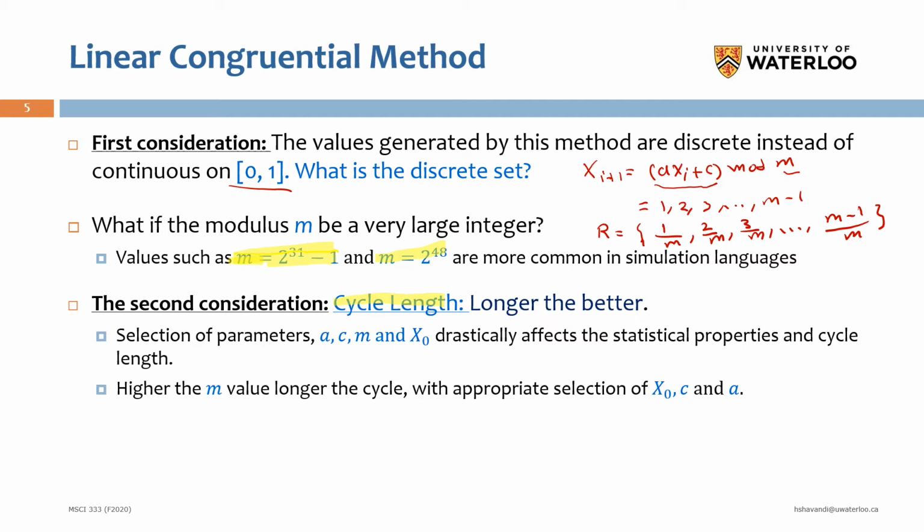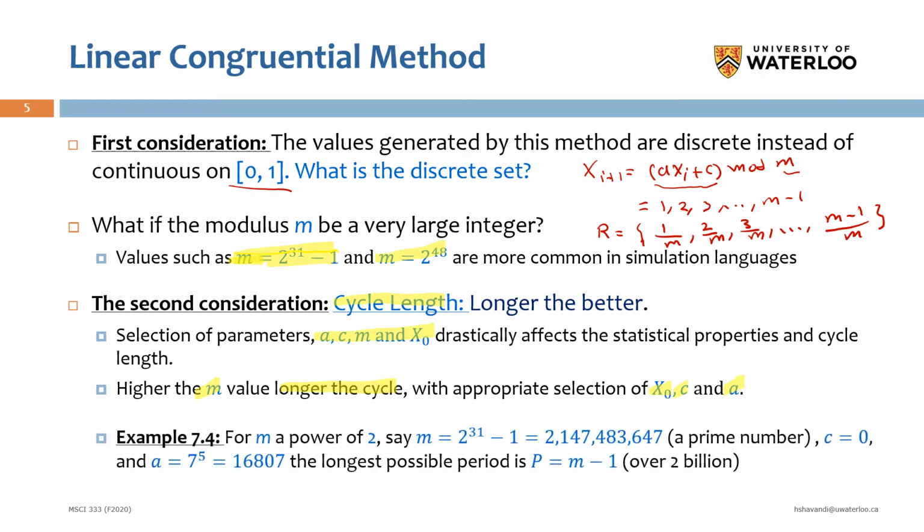I think we can figure out by having some examples in Excel that the selection of the parameters, I mean a, c, m, and x0, drastically affects the properties of the method. The cycle length is actually impacted by these parameters. So a higher m value will lead us to a longer cycle length. Okay, and also we should be careful about choosing x0, the seed, and then the increment and the multiplier.